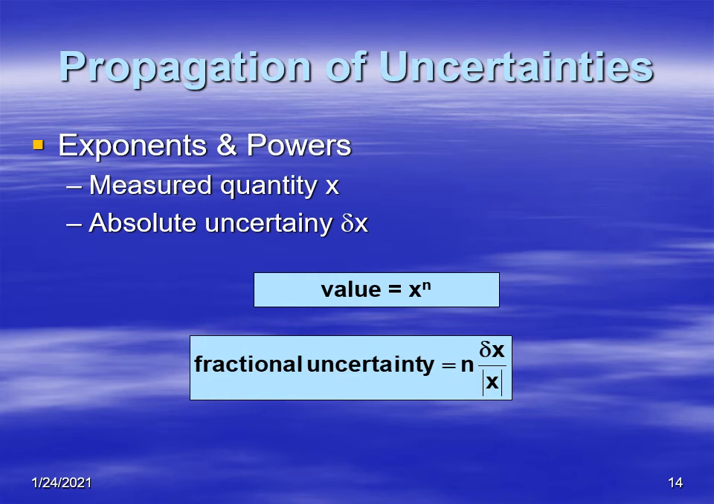And then finally, we're going to look at how you handle exponents and powers. Let's say you have a value x that you measured, and it's raised to the n power, and you have an absolute uncertainty of dx in it. That's your uncertainty in your measurement. Your fractional uncertainty would be what you normally calculate, dx over x, but then multiply it by the power, n.